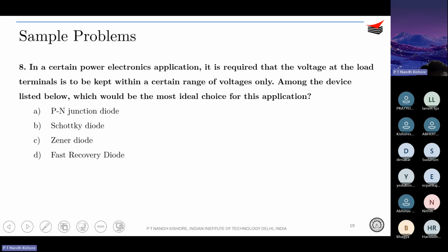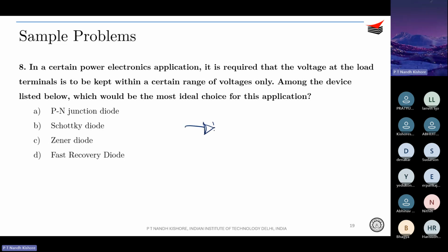In a certain power electronics application, it is required that the voltage at the load terminals is to be kept within a certain range of voltages only. Among the devices listed below, which would be the most ideal choice for this application? PN junction diode, Schottky diode, Zener diode, and fast recovery diode. The question is: you want to maintain a particular voltage. What device would you use?